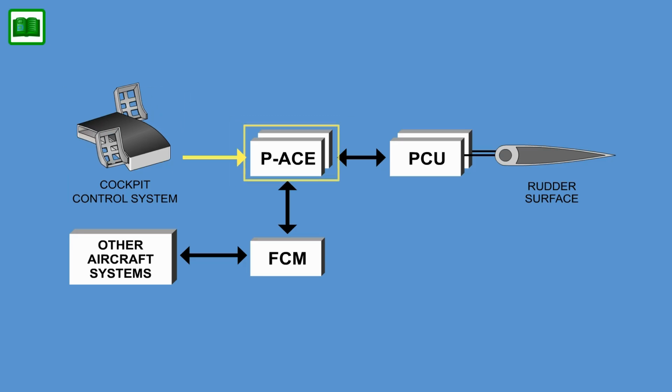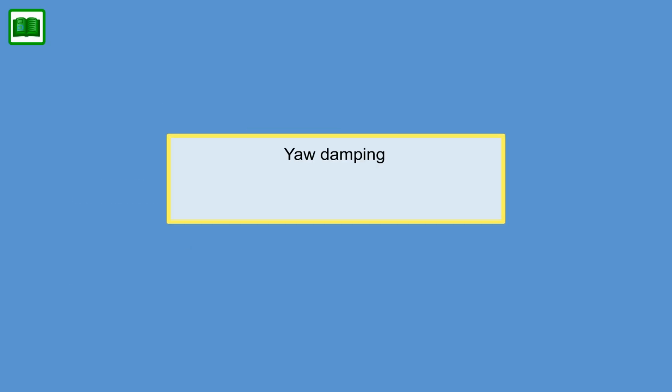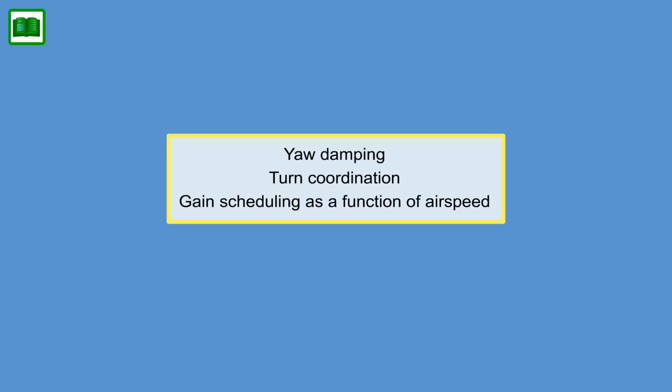Two independent primary ACE modules drive the upper and lower PCUs, providing the analog rudder control functions implemented in the primary ACE, such as pedal shaping to vary the pedal-to-surface gearing as a function of pilot's input. Four independent flight control module units, located in MAU 1 and 3, provide high-level system augmentation to the primary ACE units, such as yaw damping, turn coordination, as well as gain scheduling as a function of airspeed.